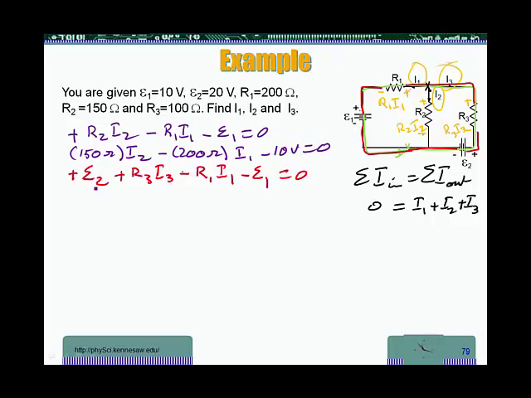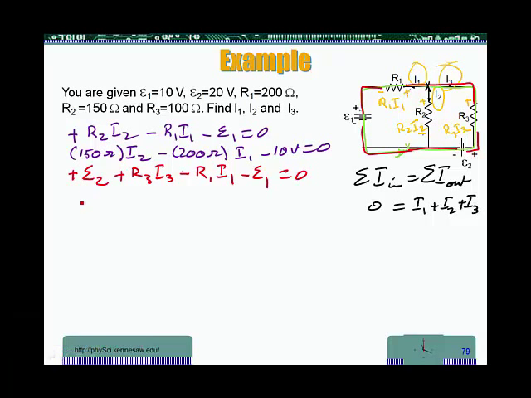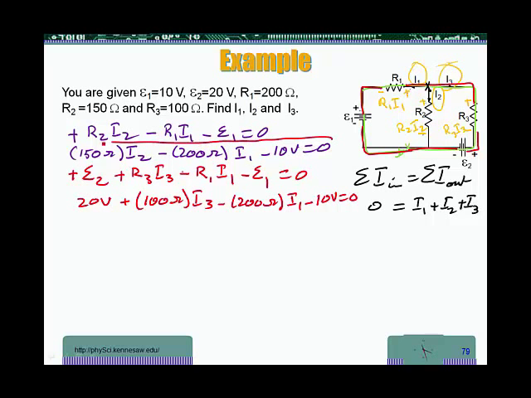Now the second equation is going to be, let's write it in red. For the second equation we have plus E2, so it's 20 volts, and then plus R3I3, so it's 100 ohms I3, and then minus R1I1, so it's minus 200 ohm I1 minus E1, so it's minus 10 volt, is equal to 0. So these are our equations. Okay, I'm going to circle them.